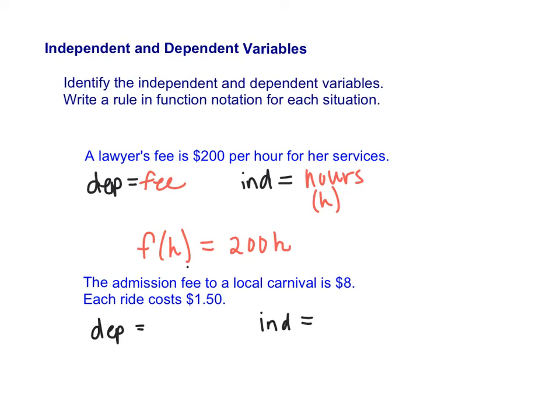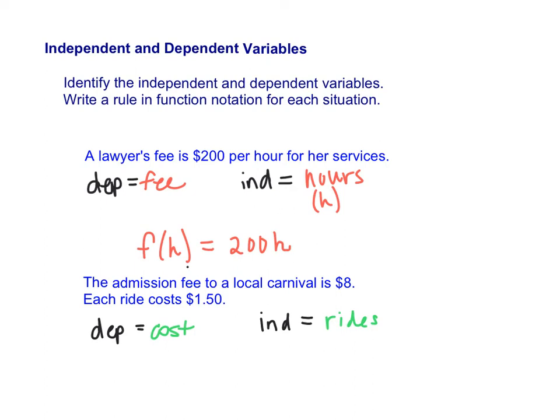All right, our second example is talking about the admission fee to a local carnival is $8, and each ride costs $1.50. So we're given all these amounts for the cost. So we're talking the total cost versus number of rides that we take at the carnival. Okay. So our independent variable is going to be the number of rides. And depending on how many of those we take, we will get our total cost.